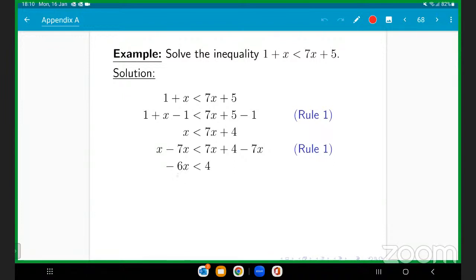And we want our solution to be of x alone, so we can multiply by negative 1 over 6, or in other words, divide by negative 6 on both sides. But notice that since we are dividing or multiplying by a negative factor on both sides, the inequality sign must flip. And so we get that the solution to this inequality is all numbers x strictly bigger than minus 2 over 3.